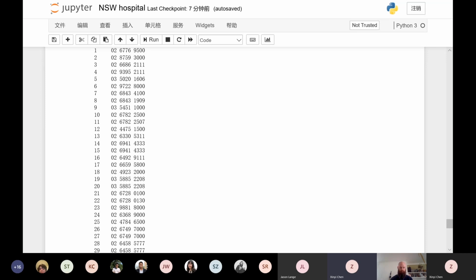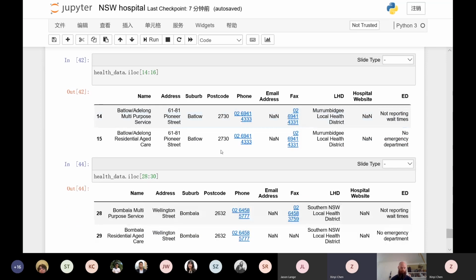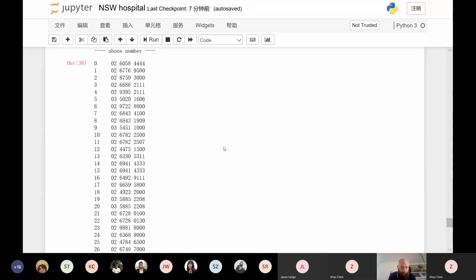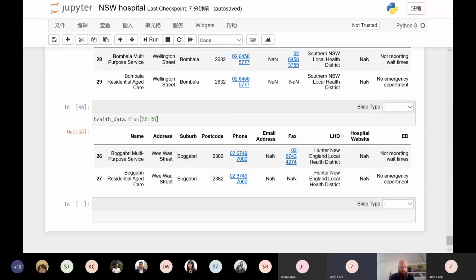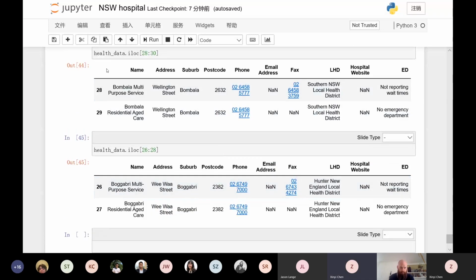So in the end, I found that, look here, actually they have the same location and also other information shared. It looks like the two hospitals have the same information to share. Actually, they should be one big hospital, I think. So that's what I got.